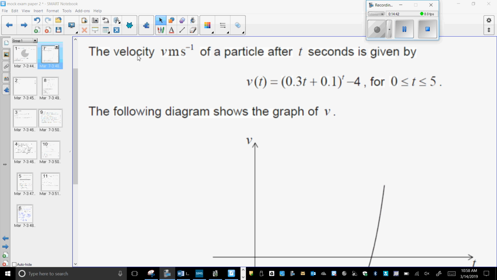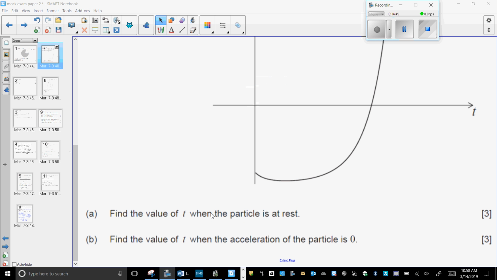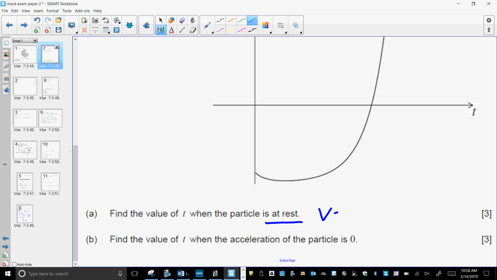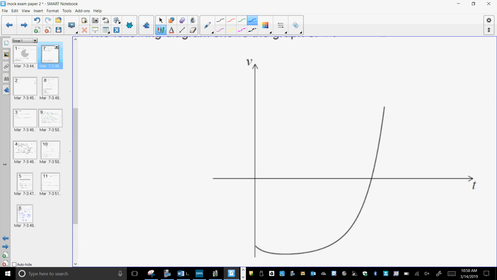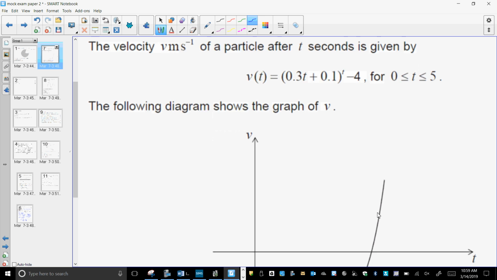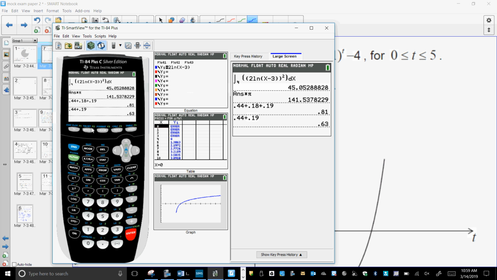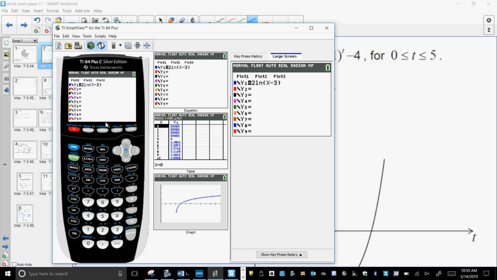Okay, so this is something about the velocity of a particle. And we need to find when the particle is at rest. Well, if the particle is at rest, then the velocity is 0. In other words, this function here is equal to 0. Now I have no idea what these numbers are, but it's the calc paper. So you've got a choice here. I would probably draw it on the graph.